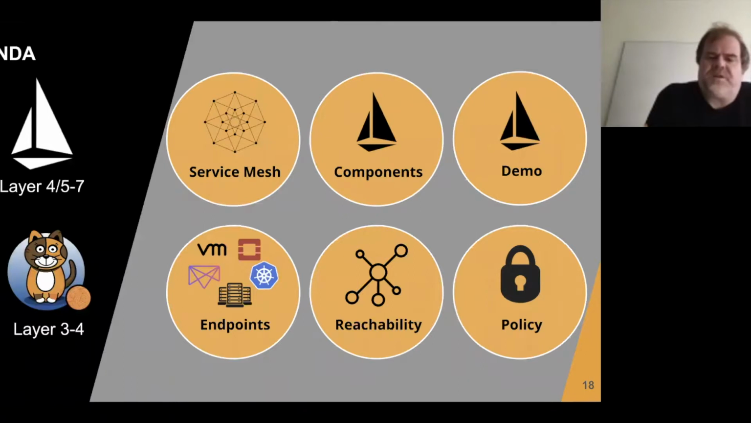The agenda: we're going to talk about service meshes and their components. We're going to do a demo at layer 3, and the demo is on Calico. Then we're going to think about layer 3 and layer 4 endpoints, reachability and policy control of those connections. So not only how do we get traffic between different pods, in from the outside and out to the outside, but should that traffic be allowed at layer 3 and layer 4? That's what we're going to be talking about here.